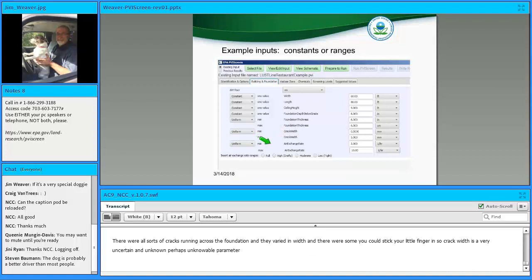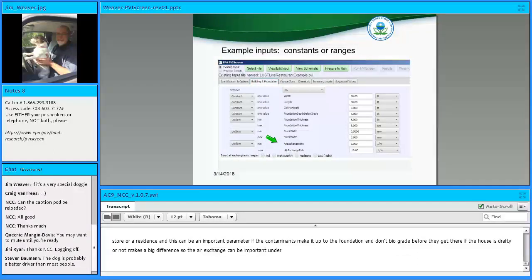So crack width is a very uncertain and unknown, perhaps unknowable parameter. Another one is the air exchange rate. It's unlikely at most LUST sites that you're measuring the air exchange rate of either a convenience store or a residence. And this can be an important parameter. If the contaminants actually make it up to the foundation and don't biodegrade before they get there, if the house is drafty or not makes a big difference. So the air exchange rate can be important under certain circumstances, and it's likely not to be very well known.